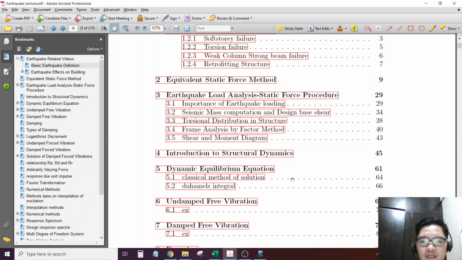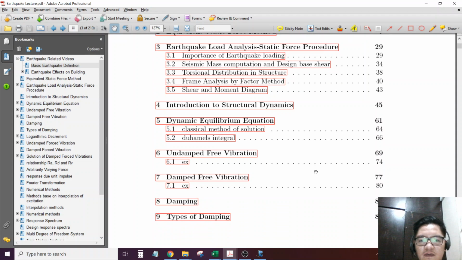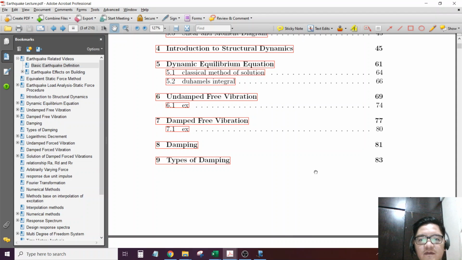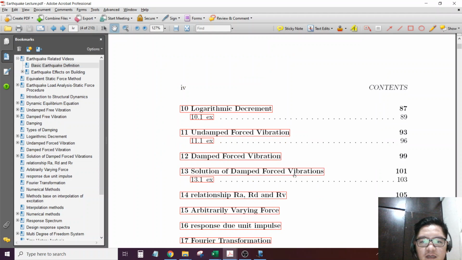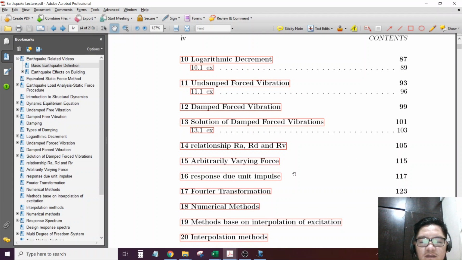Now once we're done with the static force method, we will proceed with the structural dynamics. And then we have the dynamic equilibrium equation discussion. So dynamics, the first approach will be the undamped free vibration. Then after the undamped, syempre may damp. Then discuss natin yung damping, logarithmic decrement.